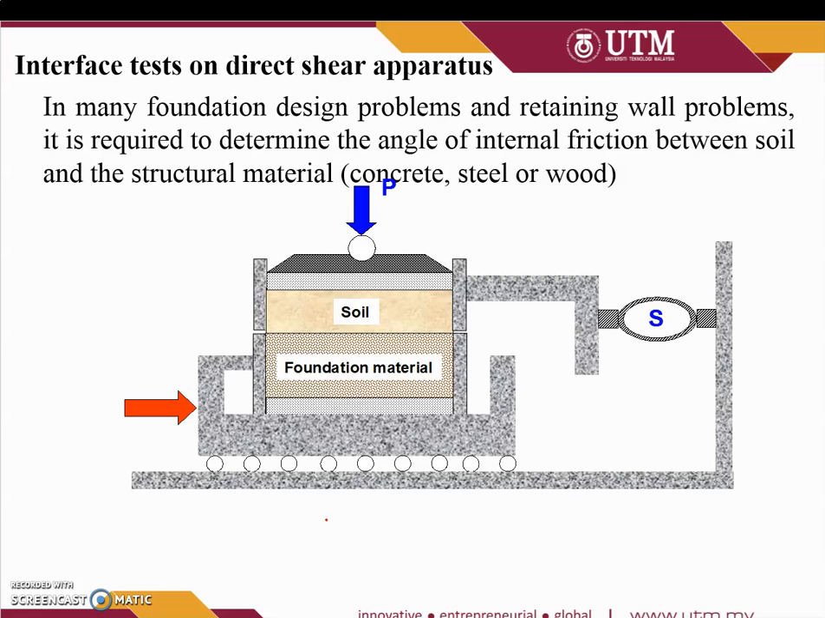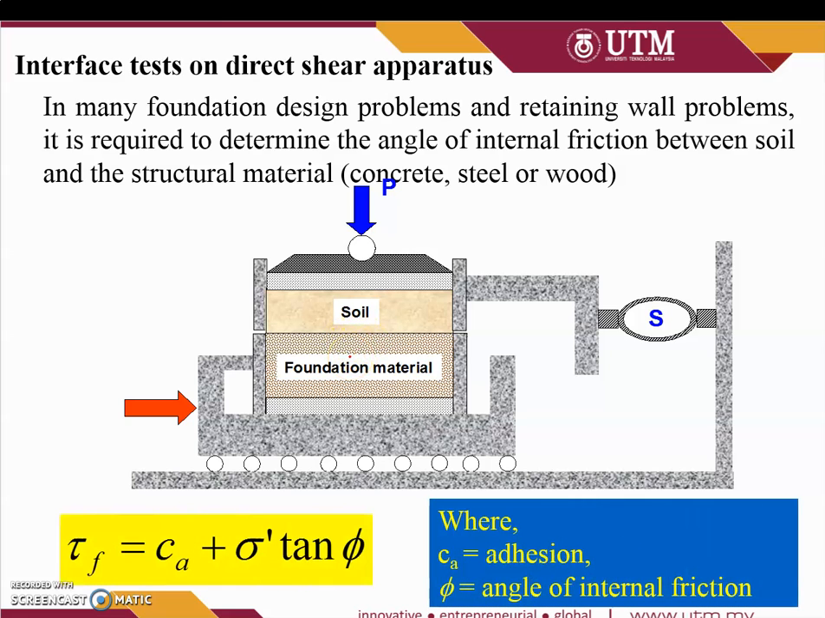Alright, in many foundation design problems, including retaining wall problems, it is very important to determine the angle of internal friction because we want to understand the interaction between soil and foundation materials. If we design wrongly, we might have a failure that comes from man-made wrong judgment. So that's why we need to check for c and phi.